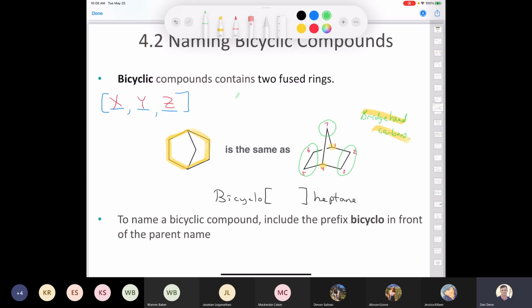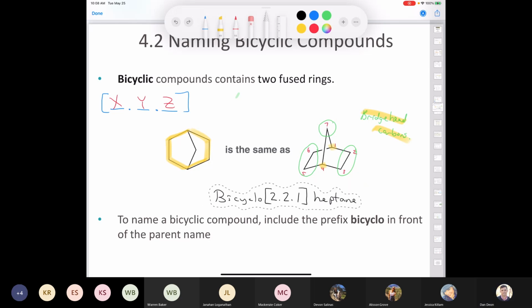So the way that you number it is you start with the biggest number and you go to the smallest number. So this would be bicyclo 2.2.1 heptane. Up here I put commas. I shouldn't have done that. I should have put periods. So you put a period in between the three numbers. So the name of this compound, whether you draw it either one of these ways, would be bicyclo 2.2.1 heptane.